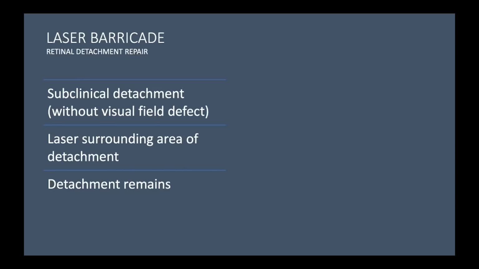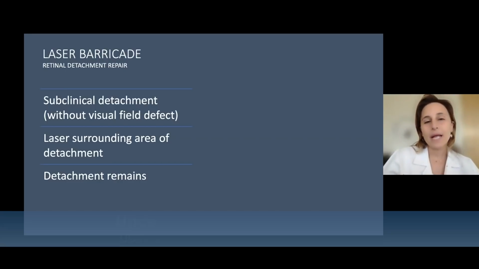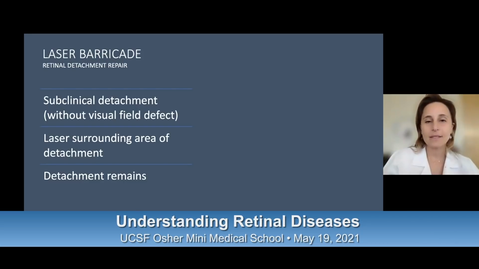And then finally, laser barricade is an option in patients who have a subclinical retinal detachment. Subclinical meaning asymptomatic. They don't notice that curtain or shade in their peripheral vision. And laser can be applied around the borders of the retinal detachment to barricade it. The retinal detachment remains, but since it's asymptomatic, it does not need to be flattened and repaired.